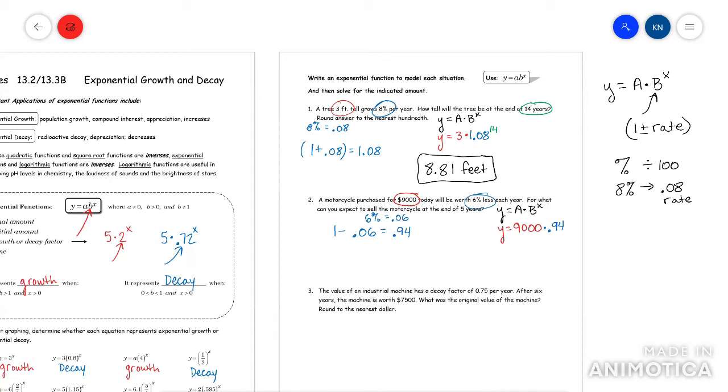And then in terms of time, it says 5 years, so it's to the power of 5. So when you punch this in, 9,000 times 0.94 to the power of 5, you get 6605.014. That's dollars. So the key is being able to get that b value correct. It's 1 plus or minus your rate.